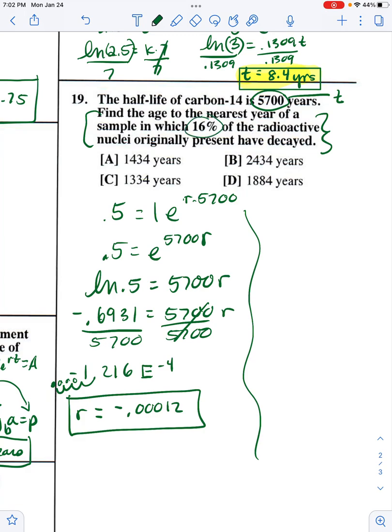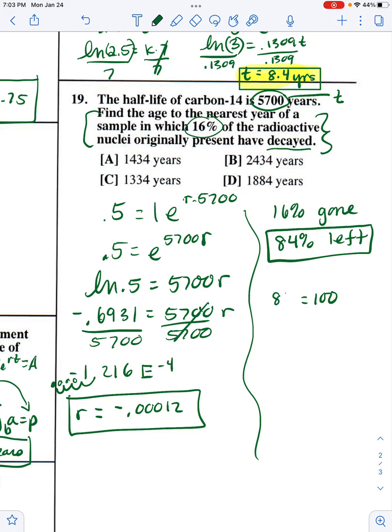Okay, find the age to the nearest year of a sample in which 16% has decayed. Oh, this is super tricky. If 16% is gone or has decayed, that means you have 84% left. That is really tricky. So think of it this way. You start with 100, you end with 84 out of that 100. Now we know that the rate is this. We just are trying to find the time. When I divide that 100 out of there, I end up with 0.84, which is not surprising because of that 84%.